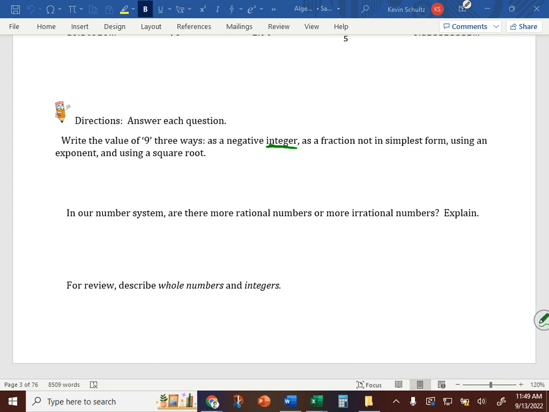Okay. In our number system, are there more rational numbers or irrational numbers? Explain. And then for review, describe whole numbers and integers. We already talked about each of them briefly, but what are whole numbers and integers? For that one, you might need to look at another resource. Okay?